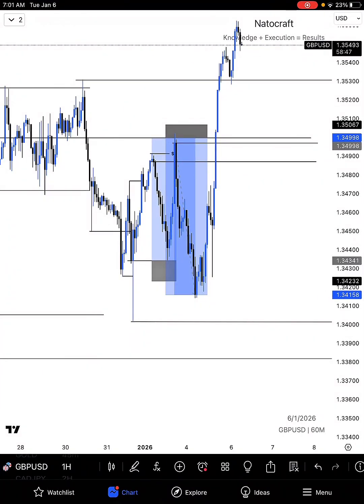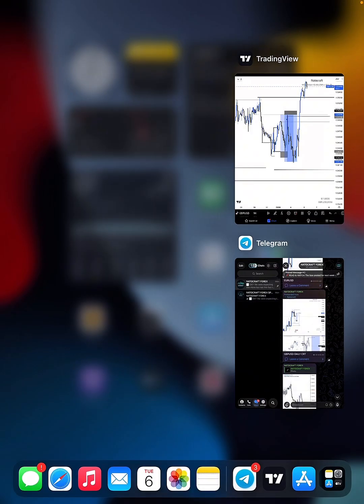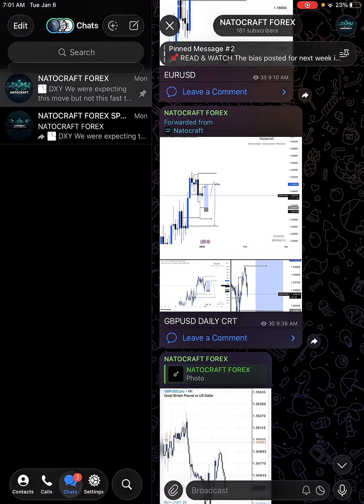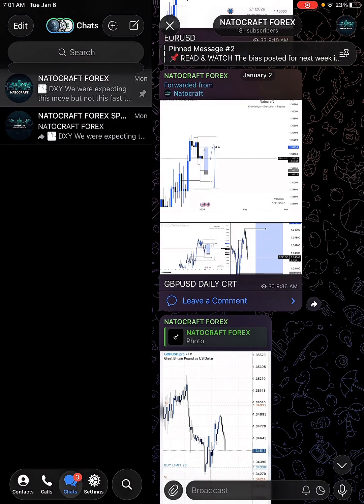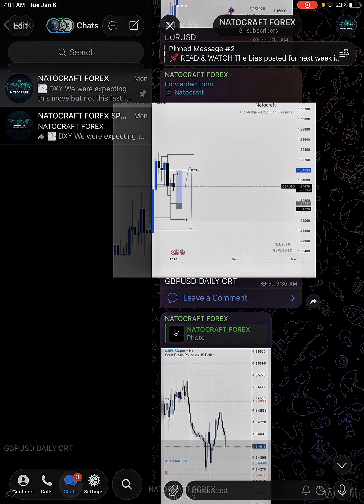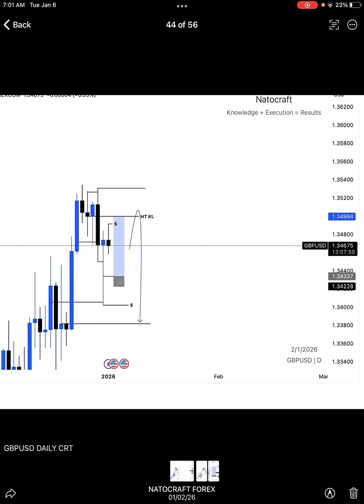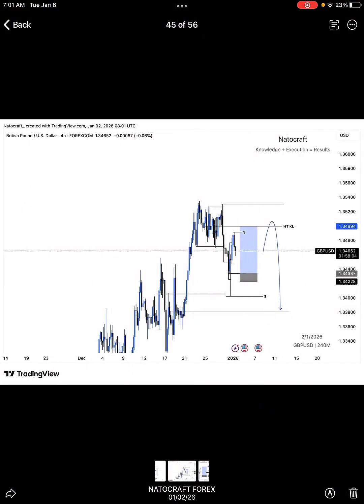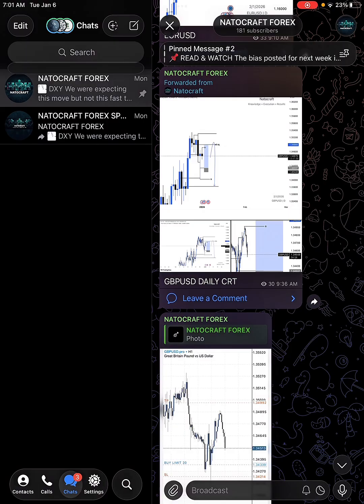Today I'm going to be showing you a trade breakdown on GBPUSD that I shared to my Telegram community and we traded it together. When was that? I think it was the 2nd of January. So this was the bias, you understand, and it played out very well.